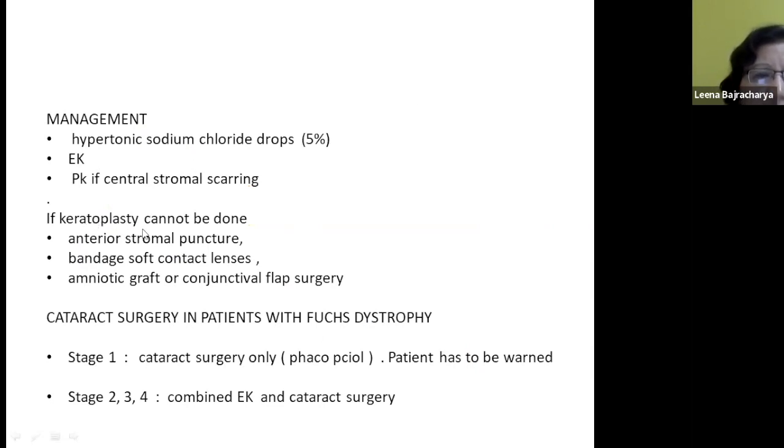And for pain, anterior stromal puncture, bandage contact lens, or amniotic membrane if keratoplasty cannot be done. And in cataract surgery, we can combine cataract surgery and EK if there is clinically evident corneal edema. Otherwise, we can do cataract surgery first, followed by EK later on.